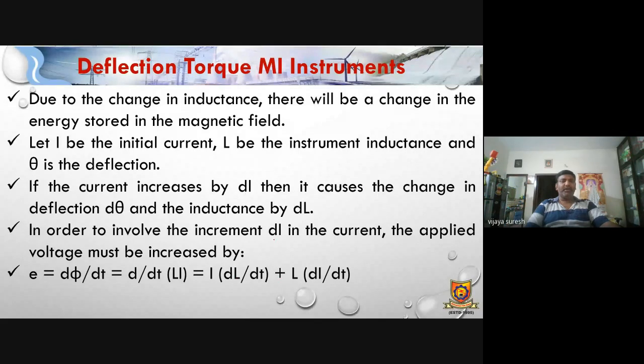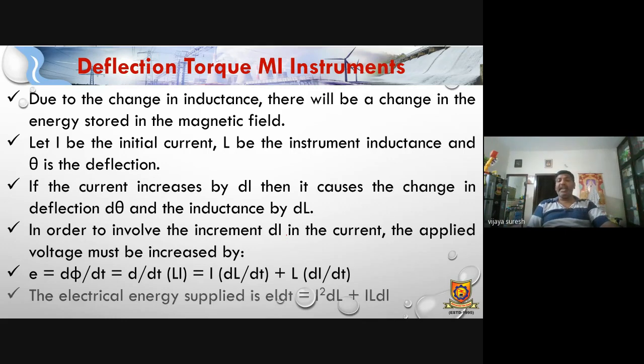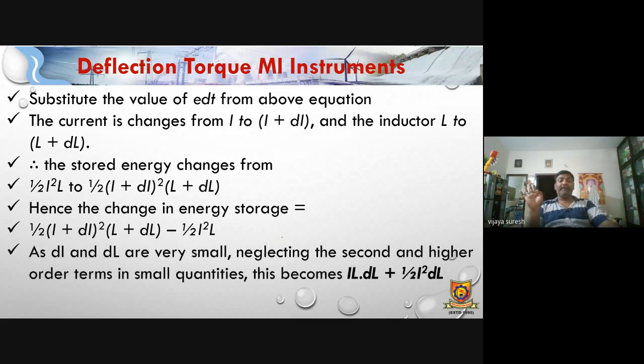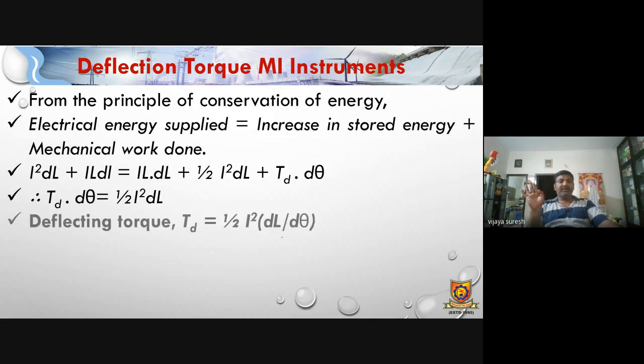The energy stored, E equal to d phi by dt, is nothing but the voltage here. D phi is nothing but L into I, so we can have I into dL by dt plus L into dI by dt. And the stored electrical energy is E into I into T, voltage into current into time. The same expressions can be used here. If you are asked to calculate the deflection torque for the attraction type or repulsion type of moving iron instrument, the expressions are the same. The final expression is Td equal to half into I square into dL by d theta.